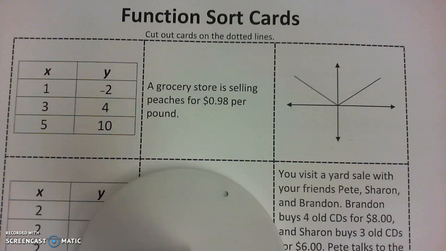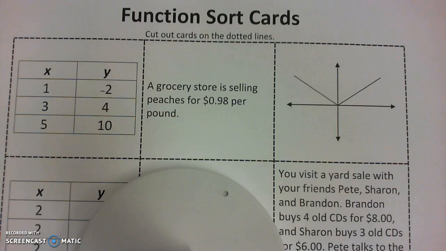Alright guys, so we're going to talk about functions and the function sort cards that you looked at yesterday in class. If you remember from yesterday's discussion, a function is a special type of relation where each member of the domain has only one member of the range, the y. So each x has only one y. And that's what we use to help us with trying to figure out if something is a function or not a function. And we can look at all the different types of relations in order to figure this out.